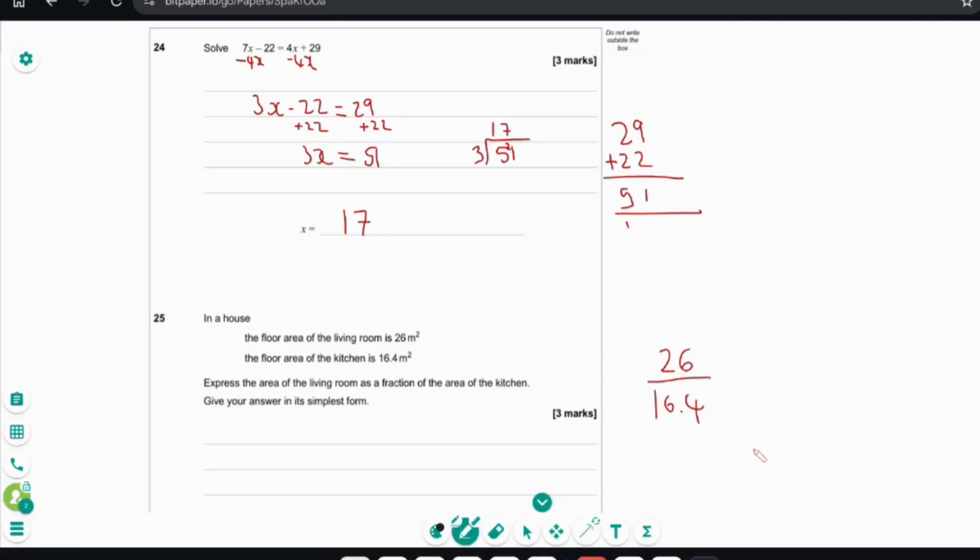So I want to get rid of the decimal first by multiplying both numbers by 10, which gives me 260 over 164. Then these are both even numbers, so I'm going to halve them both. So 130 over 82. They're still both even, so I'm going to halve them both again. 65 over 41.